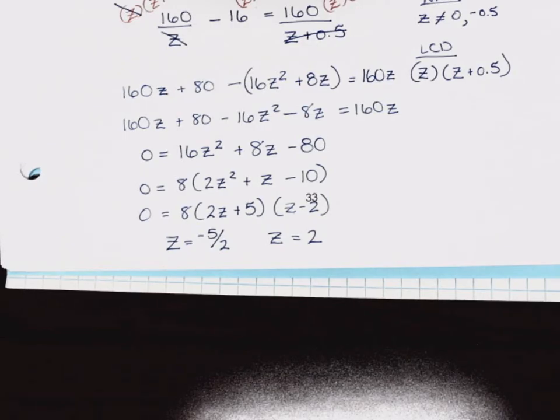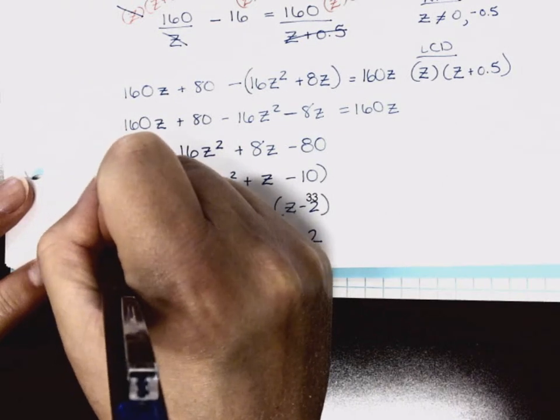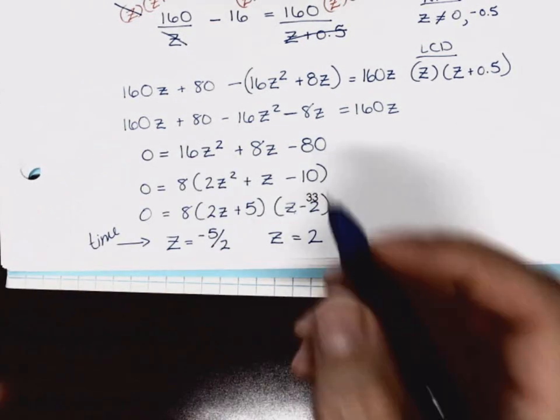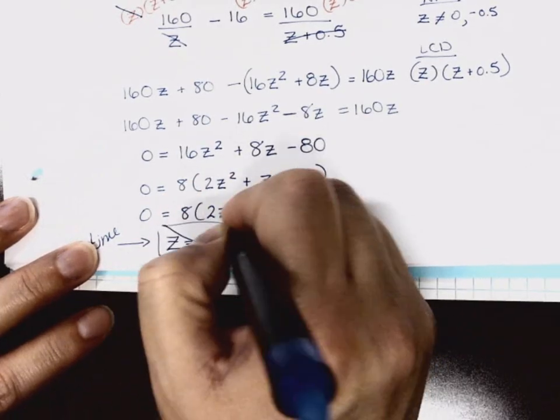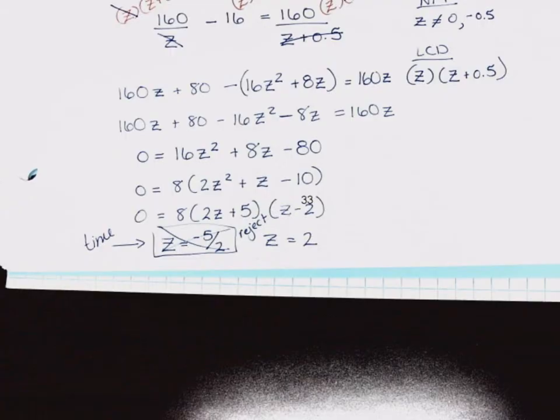Okay, but I got to check them against the context of things. What does z represent? So this is time, right? So can I have a negative time? Nope. So I'm going to reject that answer based on the context of this question. So even though it's not an NPV, I got to think about it, hey, I can't have negative time. Okay, so I found z to be 2.